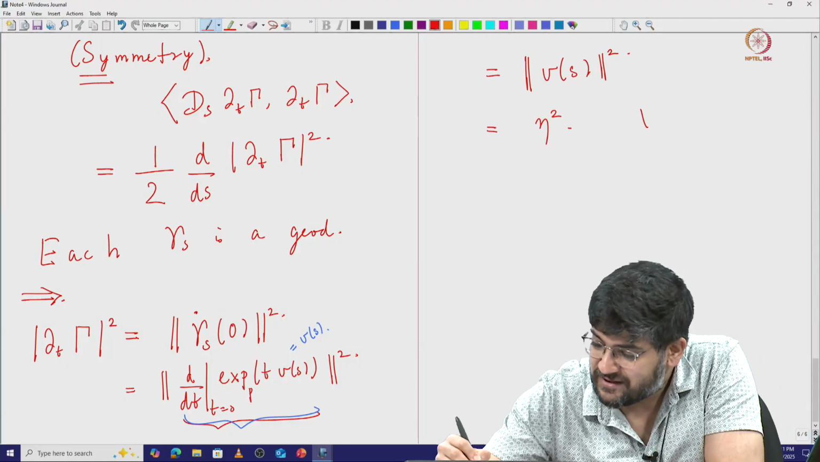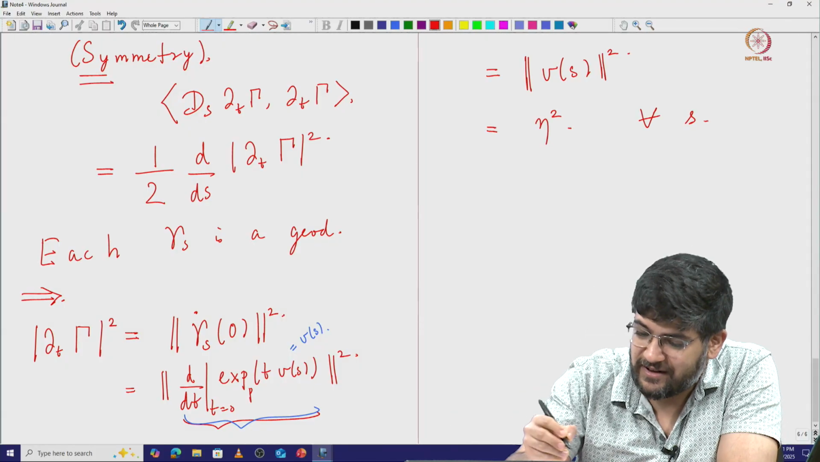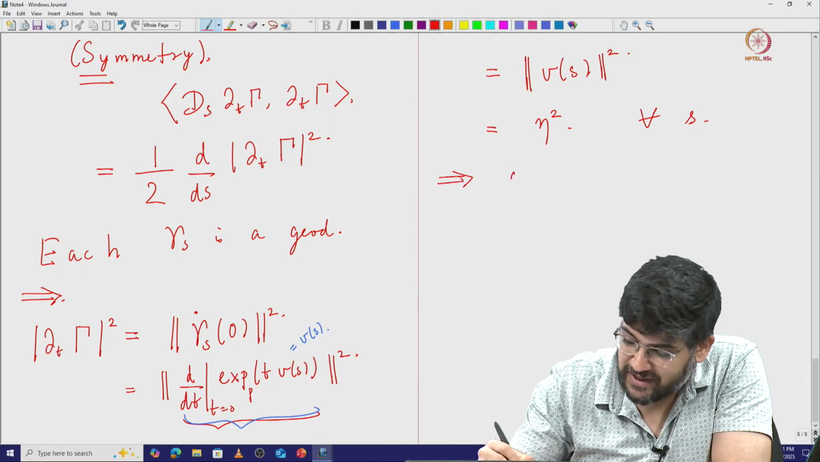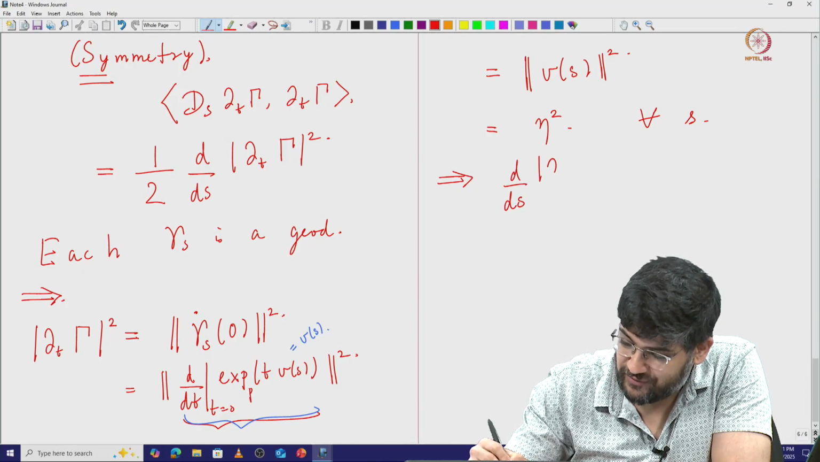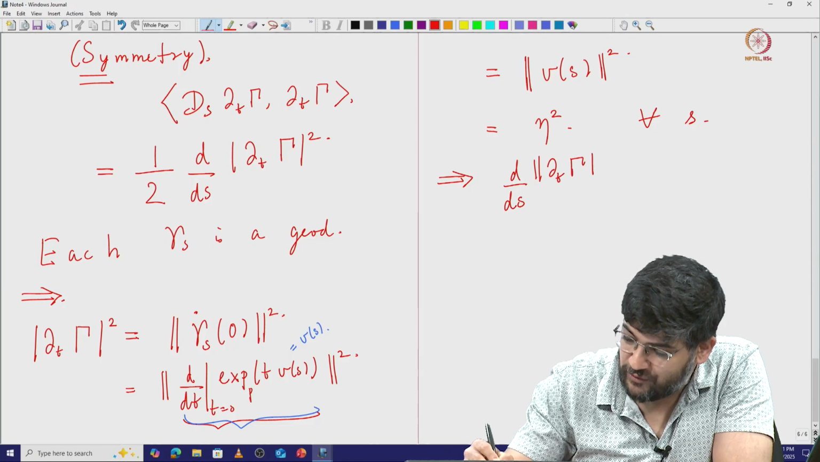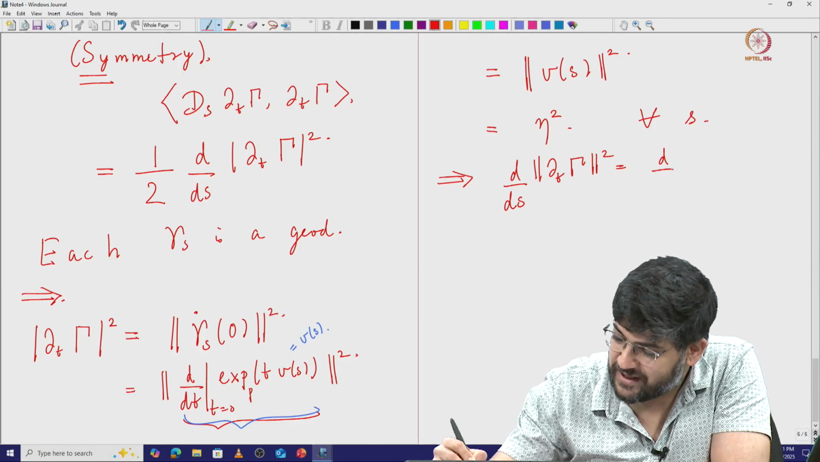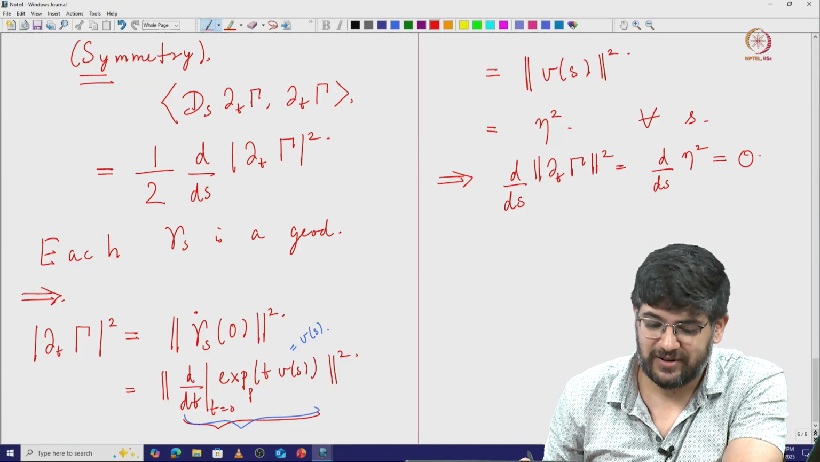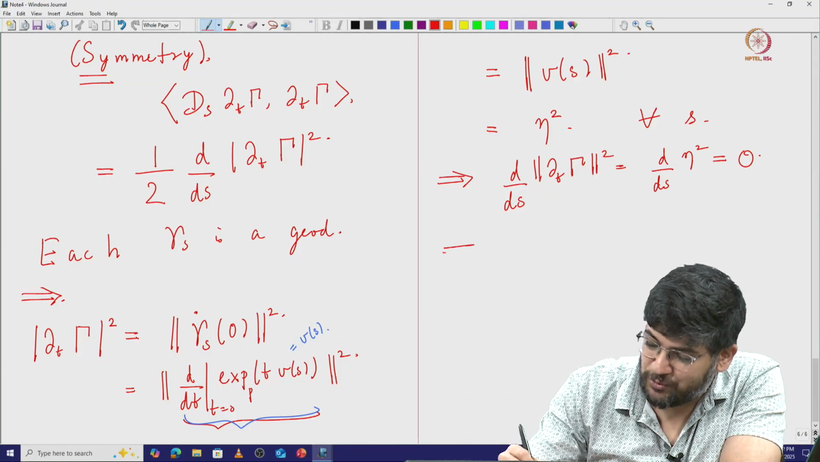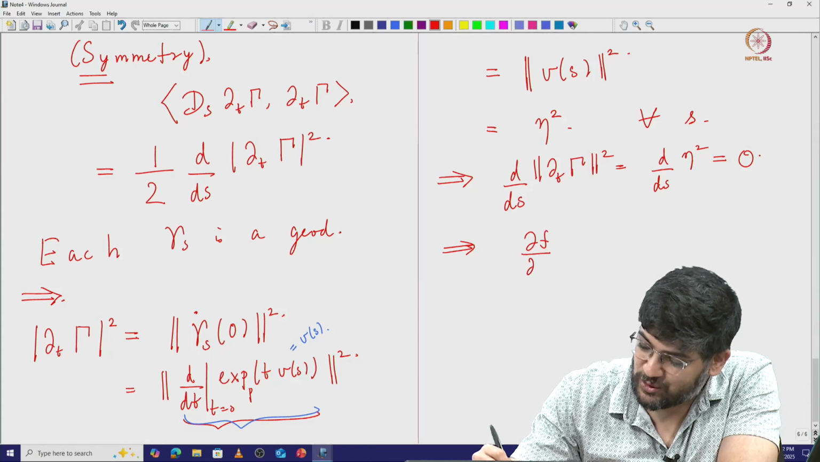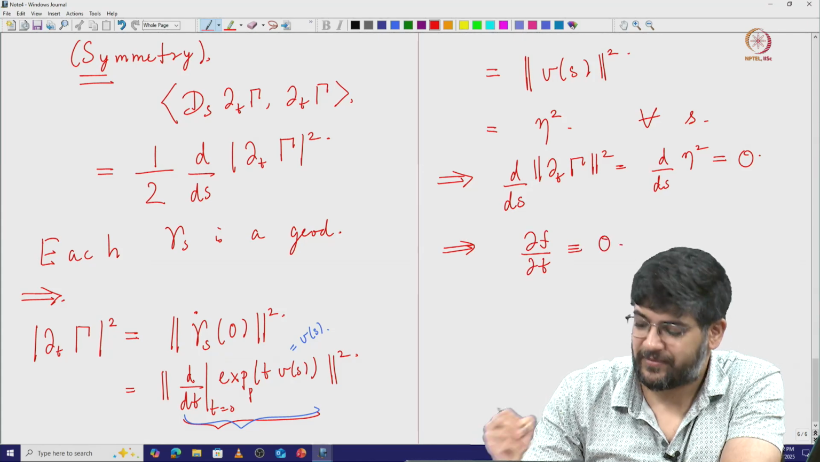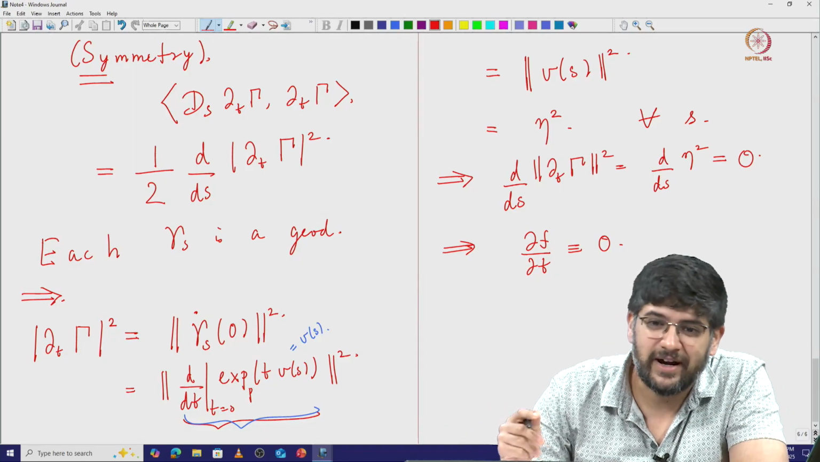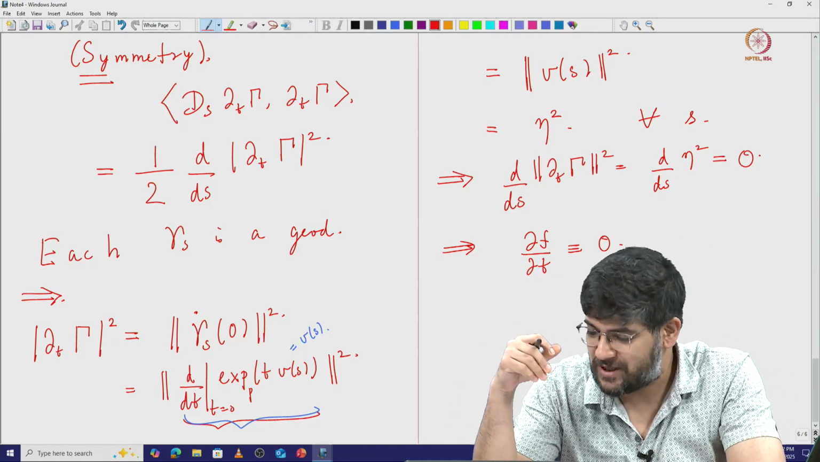So in other words, this is a constant in s, which implies that d by ds of the norm squared of this is d by ds of this constant eta squared, which is 0. So this proves that del f by del t is 0. That completes the proof of claim 2 and hence the proof of Gauss lemma.